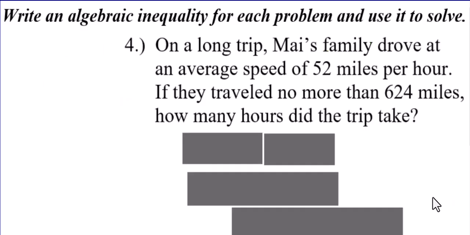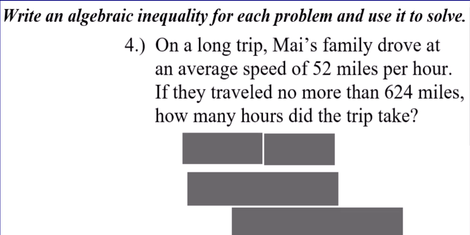Let's do another problem together. On a long trip, May's family drove at an average speed of 52 miles per hour. If they traveled no more than 624 miles, how many hours did the trip take? Okay, can you find the words that mean the inequality symbol? If you need to hit pause and go back up to the table, please feel free to do that.